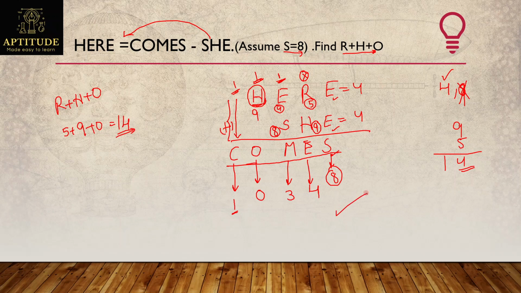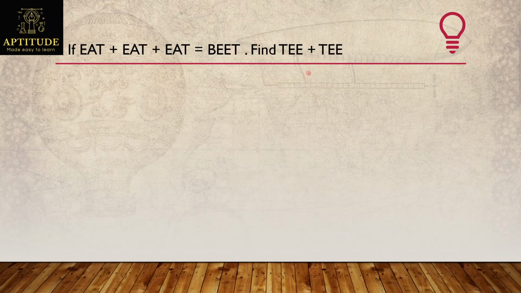A very simple problem. So here is a very interesting question. See this. If eat plus eat plus eat equals beat, find T plus T. So here eat is added 3 times, and I am getting beat.